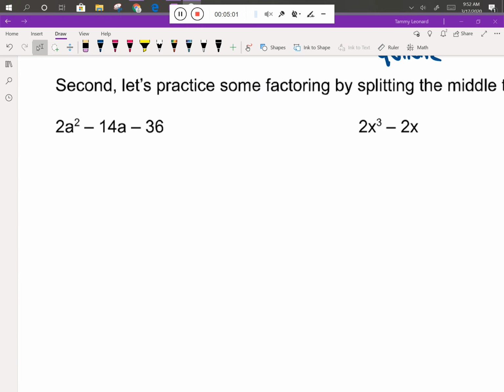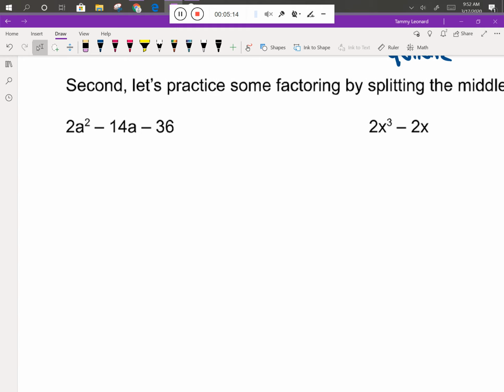For the first problem at the bottom of the page, I'm going to get you started, and then we're going to leave part of it for you to do for homework. So when you take a look at 2a squared minus 14a minus 36, you should notice that each of those numbers, 2, 14, 36, are all even numbers, which means there's a GCF of 2 that needs to come out of the problem. All right, I'm going to stop there, and I'm going to leave the rest of the problem for you to do as part of your homework tonight.